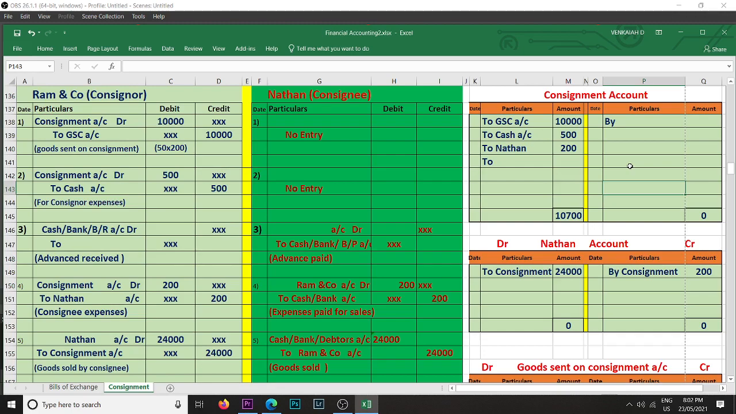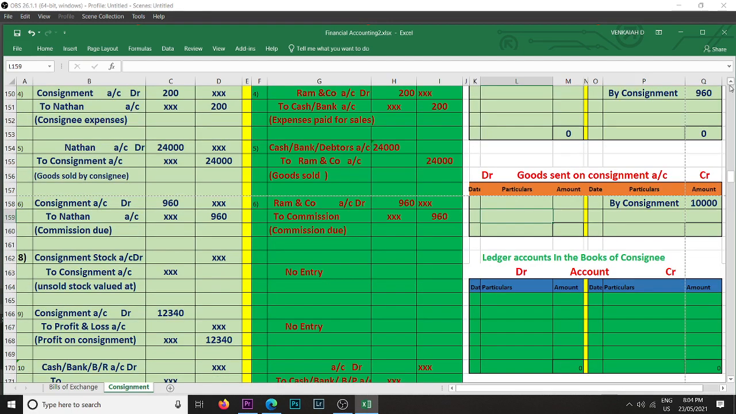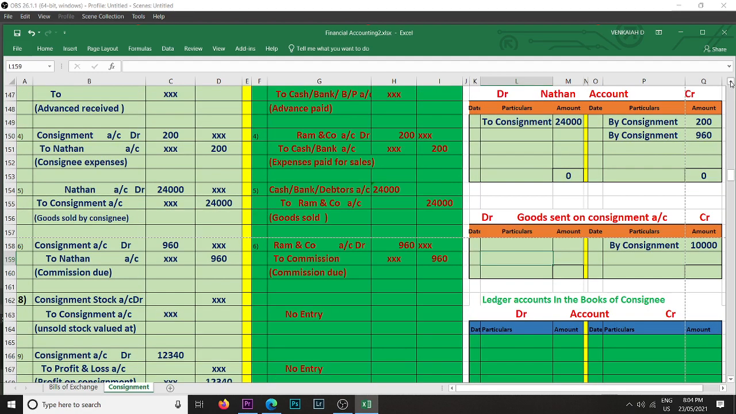Now we'll move to close the Nathan account. How much due is there? Here it is 24,000.